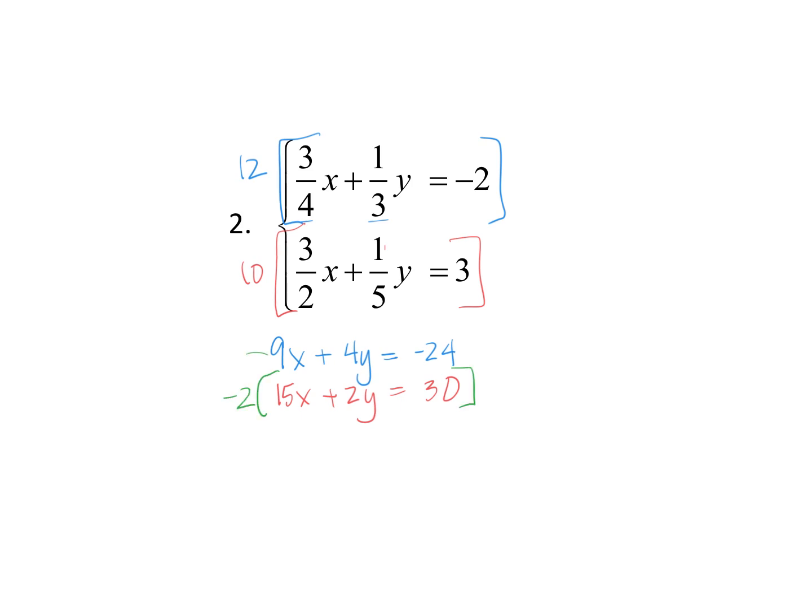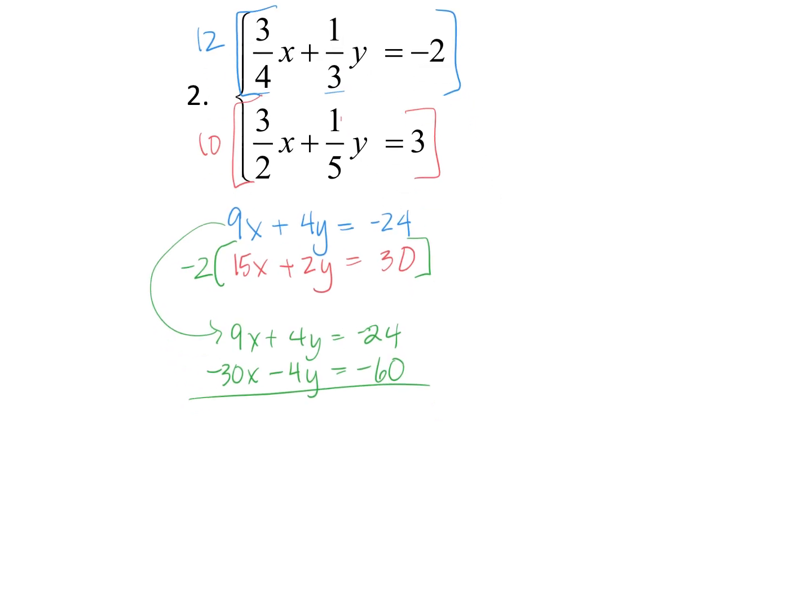So now I'm just going to rewrite this one as 9x plus 4y equals negative 24. Then I'm going to distribute that -2. So negative 30x minus 4y equals negative 60. All right, let's see if we get this right. So negative 21x, the y's go away, right? Equals... So I'm going to divide both sides by negative 21. x equals 4.